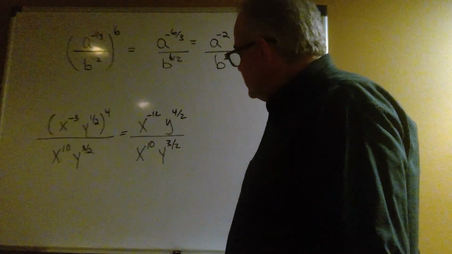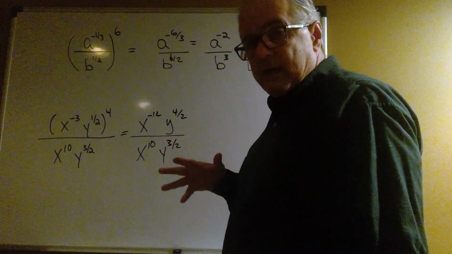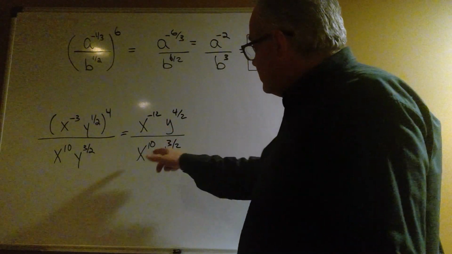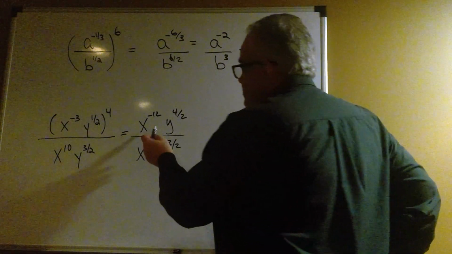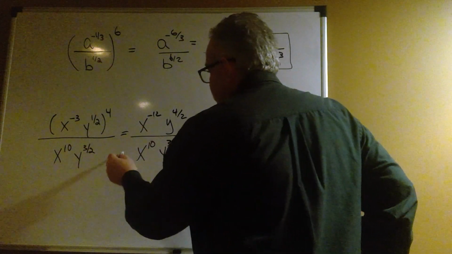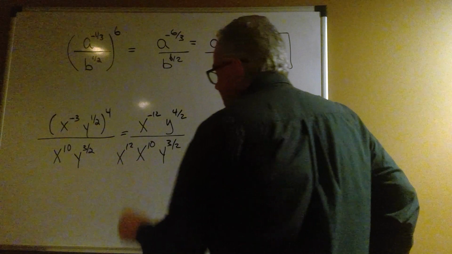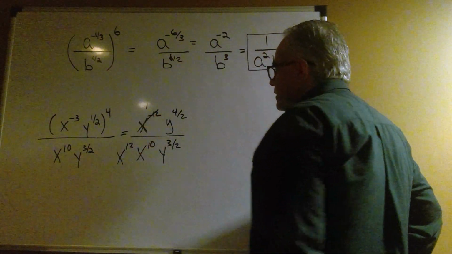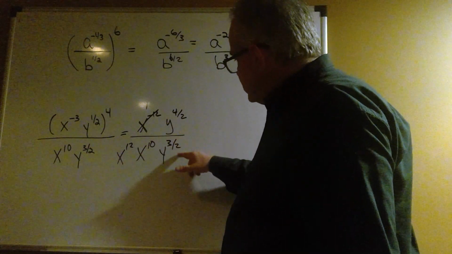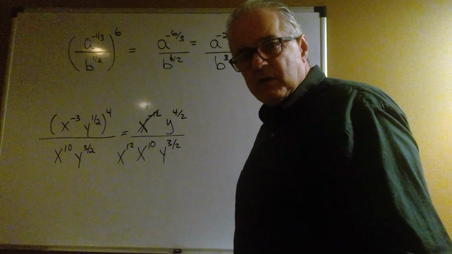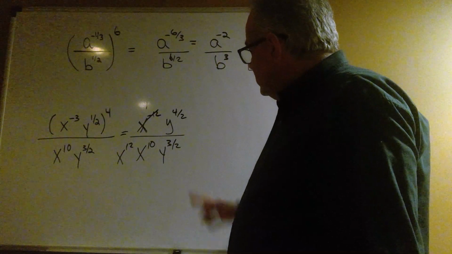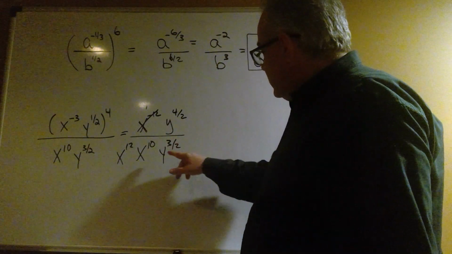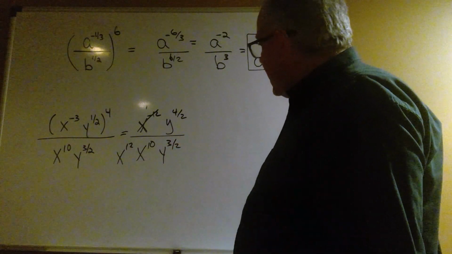Let's simplify these. What I like doing is taking that negative exponent, bringing it downstairs, and parking it next to the x to the 10. So I can take this and bring it down here and just make the exponent positive. So that's x to the 12. This is gone now. I'll put a 1 here. And then I'm going to have the quotient rule: y to the 4/2, which is really 2, divided by y to the 3/2.